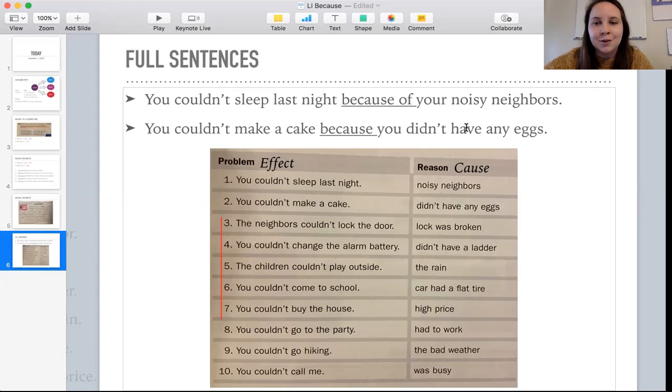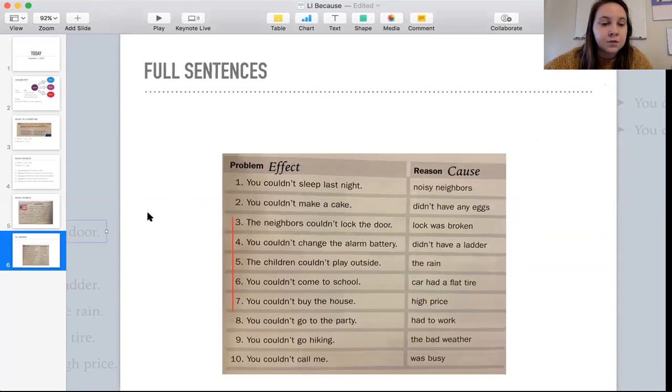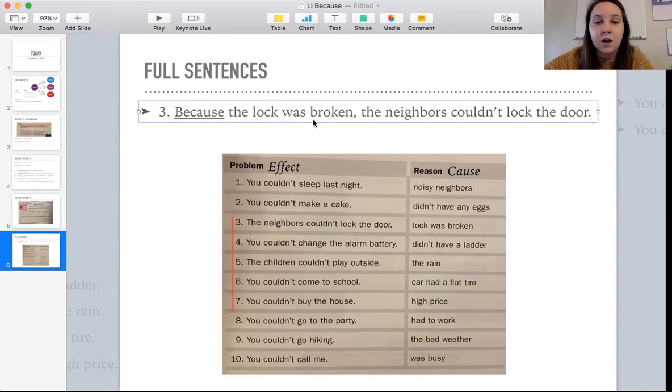All right, hopefully you have checked that. So let's go ahead and look at number 3. The neighbors couldn't lock the door. The lock was broken. So the full sentence would be, because the lock was broken, which has a noun and a verb, the neighbors couldn't lock the door.